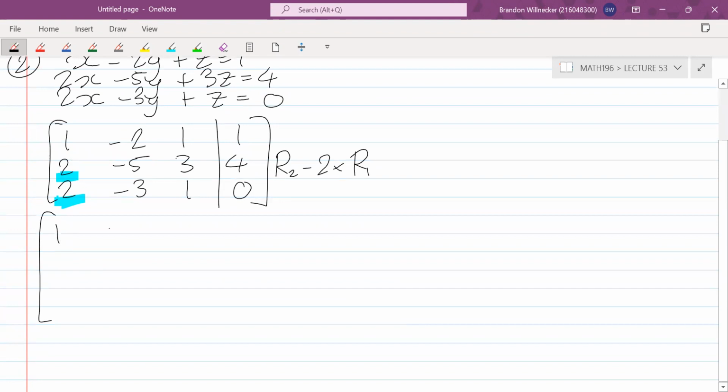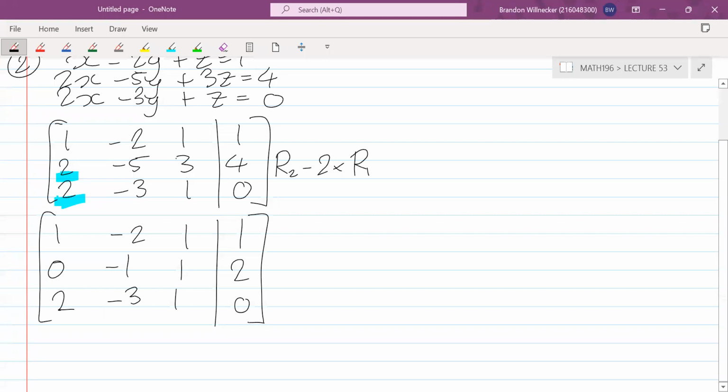So the first row stays the same, 1, minus 2, 1, and 1. 2 minus 2, that's 0. Minus 5 plus 4, that's going to be minus 1. 3 minus 2, that's going to be 1. 4 minus 2, that's going to be 2. Okay, the last row stays the same. We haven't changed anything there. So that's 2, minus 3, 1, and 0.